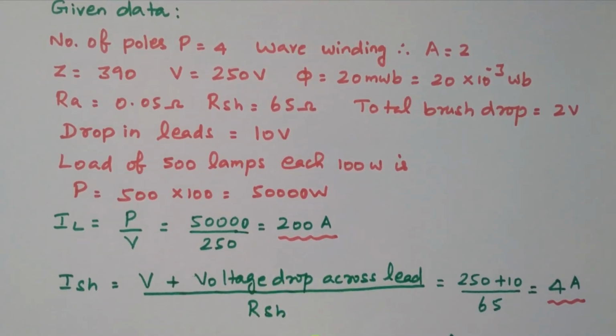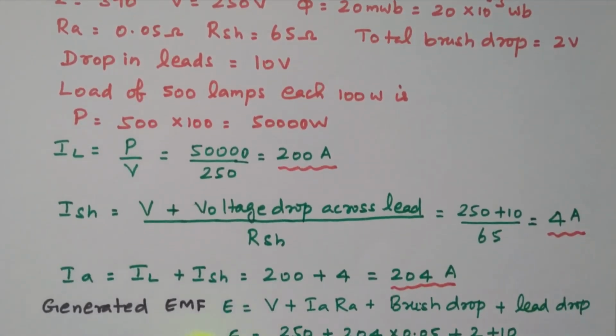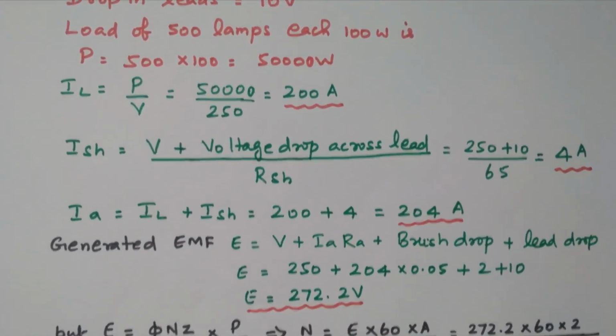Now we will find the Ish. Ish equals (V plus voltage drop across lead) divided by Rsh. V is 250, the drop across the lead is 10 and Rsh is given as 65. Simplifying this, we get 4 ampere. So the load current is 200 ampere, the shunt field current is 4 ampere. From that we can find the armature current Ia equals IL plus Ish. In a shunt generator, this Ia is split into IL and Ish, right? So 200 plus 4 equals 204 ampere. The armature current is 204 ampere.